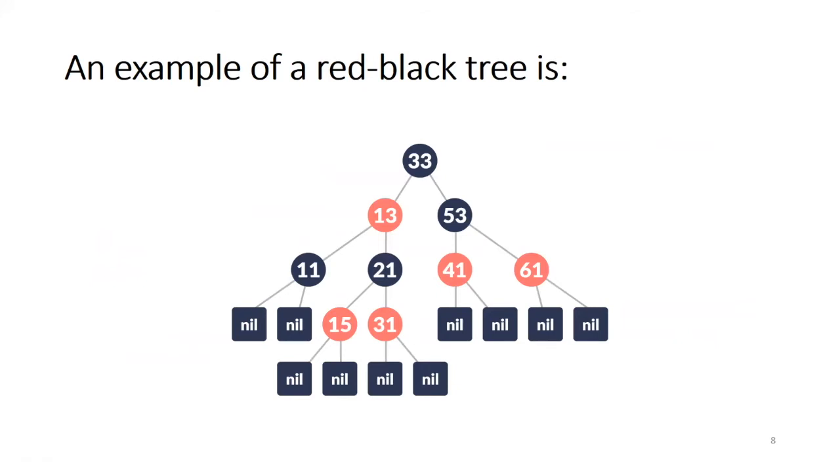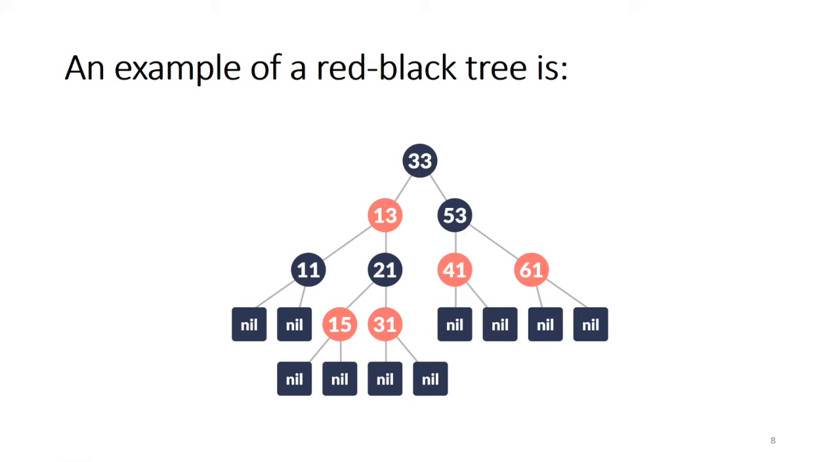It meets all the criteria of a red-black tree. Here we can see that number 33 is the root node, so its color is black. Again, if you see the nodes 13, 41, 61, 15, all of these nodes are red, so their children would be black. So it's also abiding by the red property.